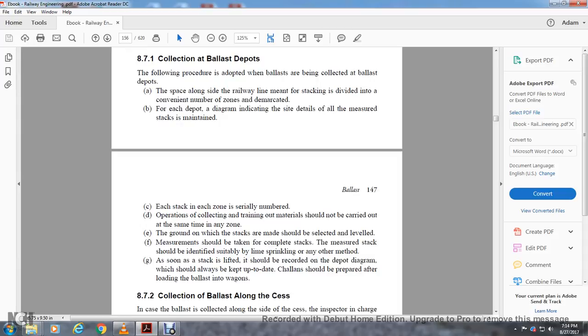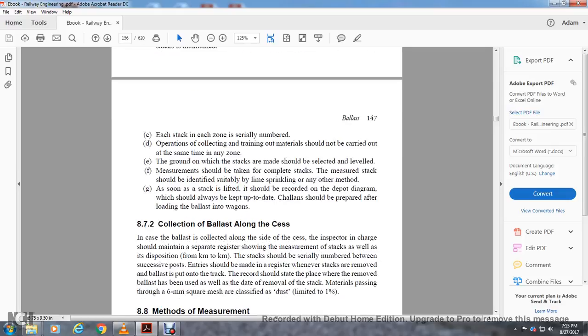Each stack in each of the zones is given a serial number. Operational collection and training out of the material should not be carried out at the same time in any zone. The ground on which the stacks are made should be selected and leveled. The measurement should be taken with the complete stack. The measured stack should be identified suitably with line sprinkling or another method. As soon as the stack is lifted, it should be recorded in the depot diagram, which is always to be kept up to date. The challan should be prepared after the loading of the ballast in the wagons.